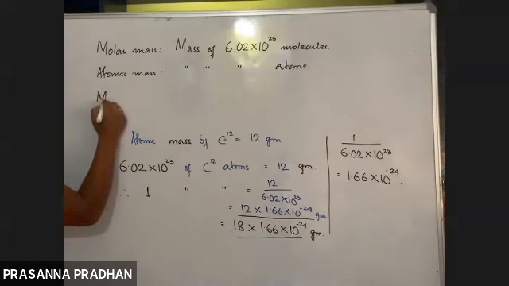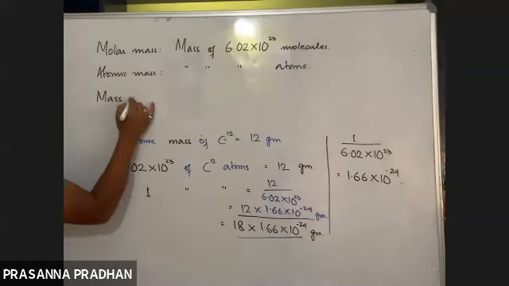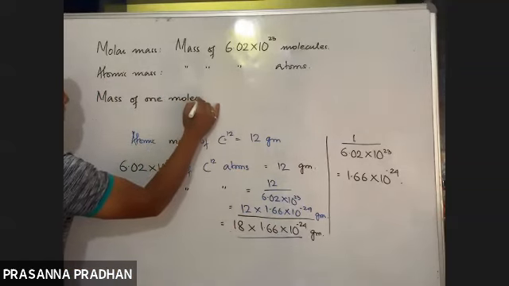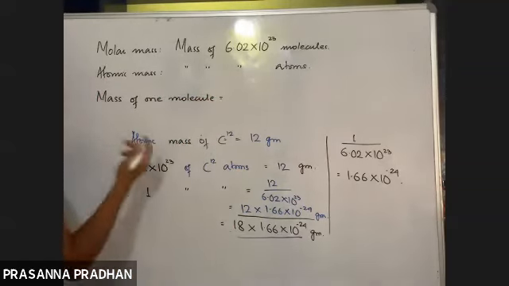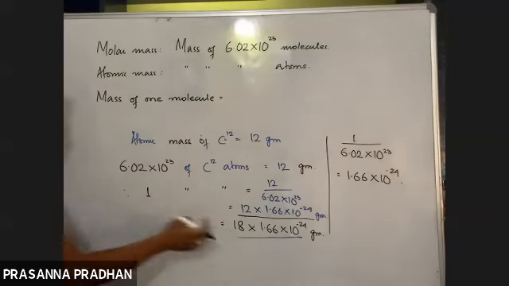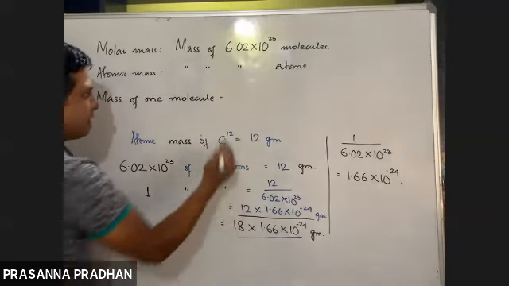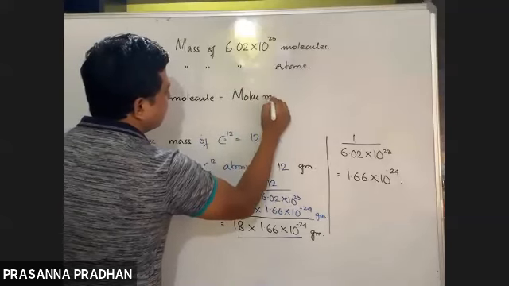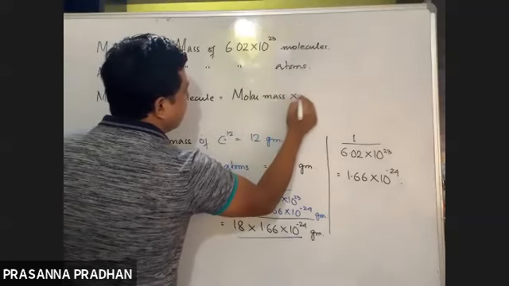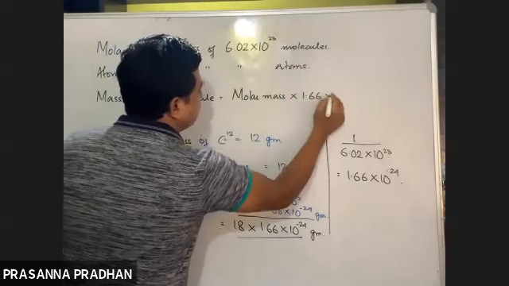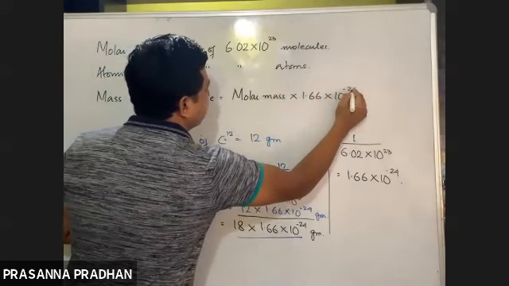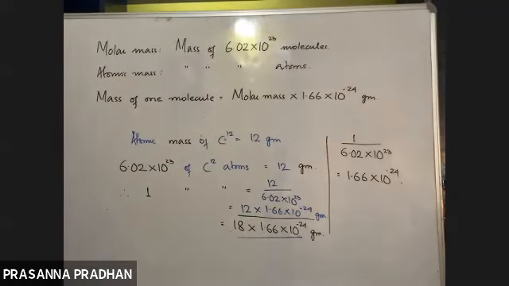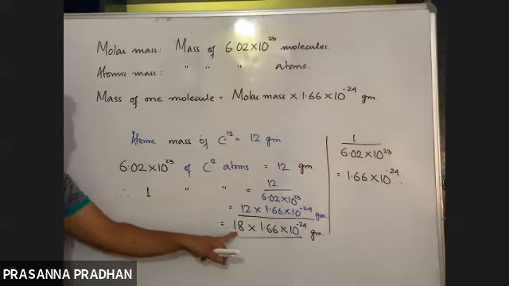So therefore, mass of one molecule. How will you calculate the mass of a molecule? Molecular mass multiplied by this. So the formula will be molar mass multiplied by 1.66 into 10 to the power minus 24 gram. This is the formula for calculating the mass of one molecule. Yes, we did the same thing. We multiplied the molar mass by this number.